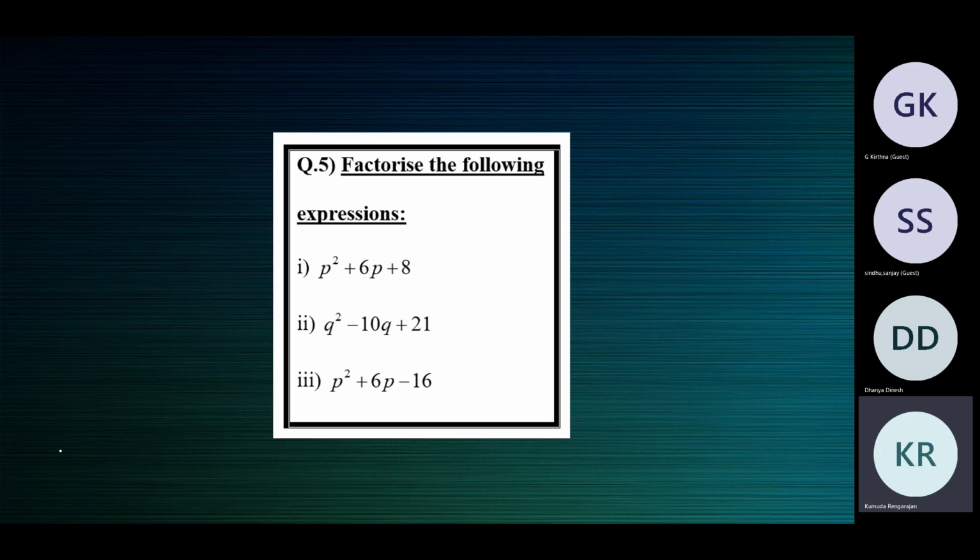So since it's not a perfect square, you cannot go with a squared plus 2ab plus b squared, because in that there are two perfect squares, a squared and b squared. Here p squared is a perfect square, but 8 is not a perfect square. So when we have three terms, and they are not of the form a squared plus 2ab plus b squared or a squared minus 2ab plus b squared, then we factorize by splitting the middle term.